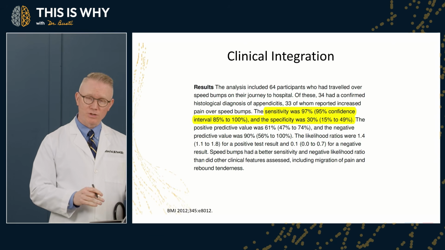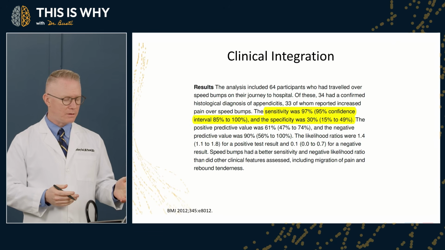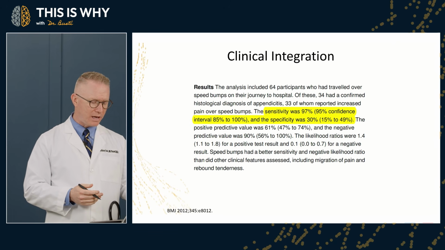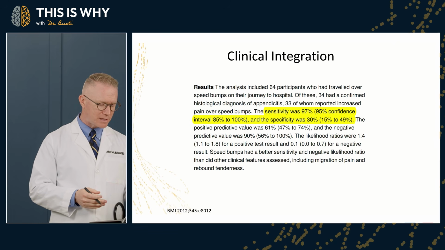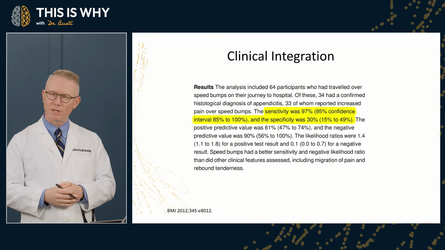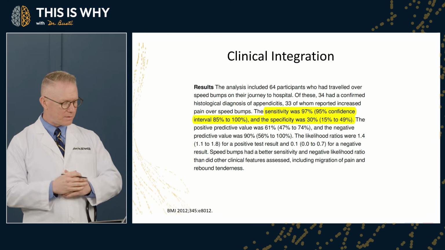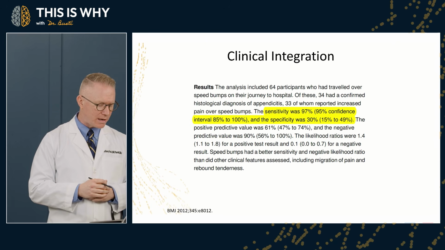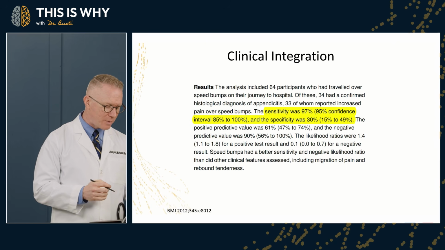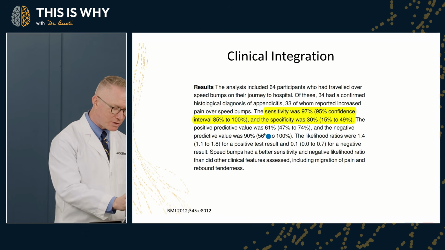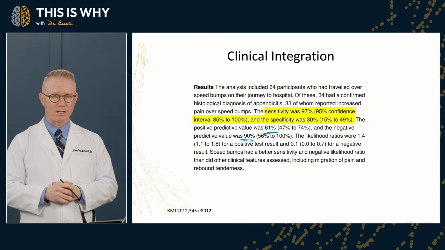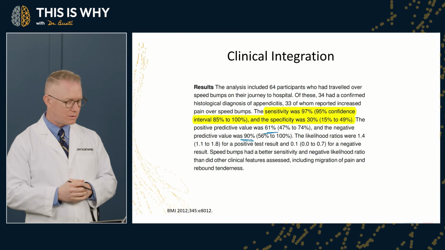So in this, the reason I use this is because it's very well done. The sensitivity is 97%, specificity is 30%. We usually see that effect for many tests. You see the positive predictive value is 61%. The negative predictive value is much better at 90%. So remember, it's helping us to rule out disease.